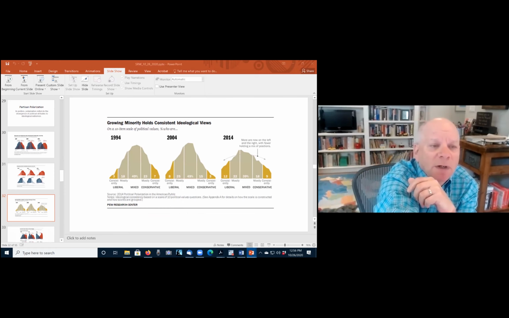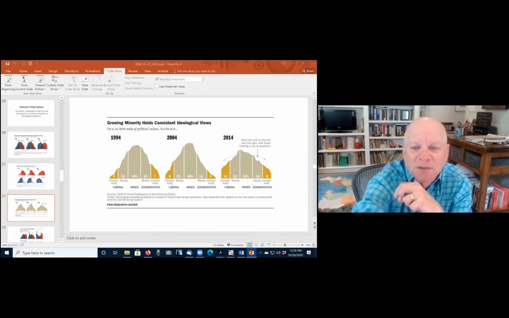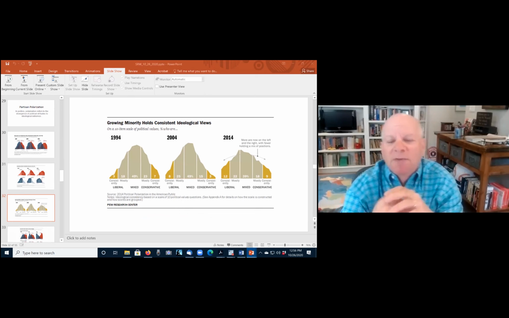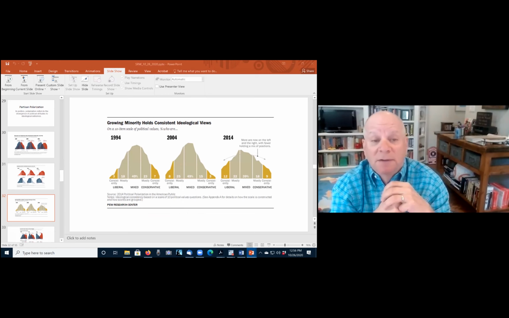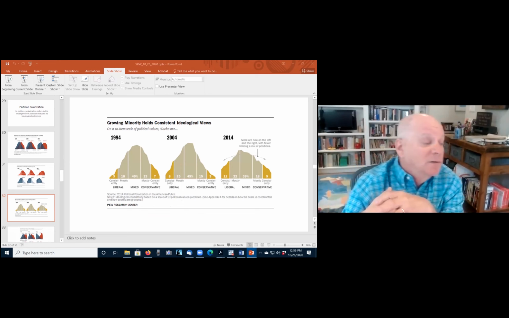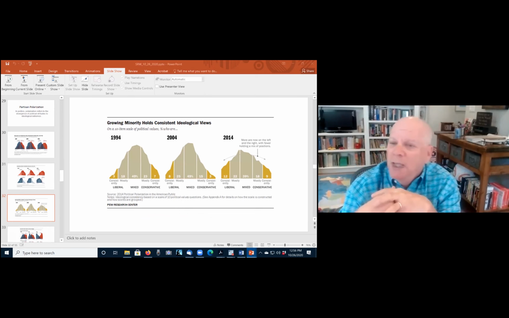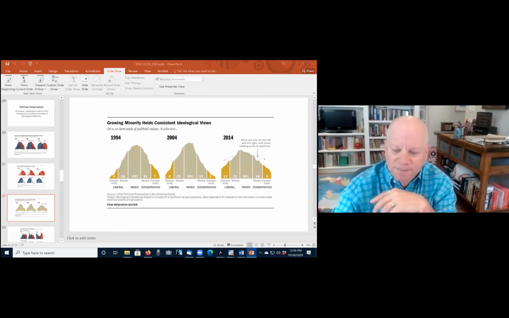In 94, you see a single peak of people who tell you that they're mixed in terms of their ideological view. That number starts dropping to where it's now 39%, and the tails of the distribution are getting almost as large as the center. American politics has always been about compromise, but you can't compromise if there's not a center.